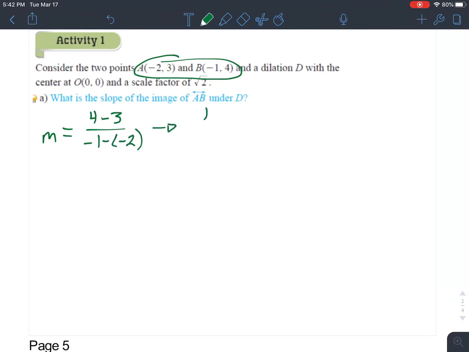And when we simplify, the top is going to be 1. Down on the bottom, negative 1 becomes plus 2, so that becomes 1 as well. And we see the slope is 1. And therefore, that is going to be the same slope for A prime B prime as well. So there is the answer for part A.